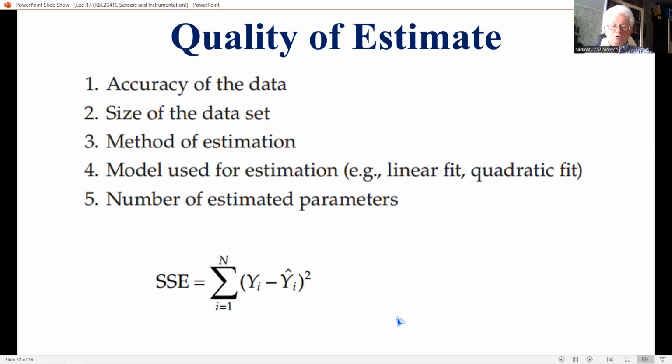The quality or goodness of an estimate depends on many factors, such as these five: accuracy of the data, size of the data set, method of estimation, model used for estimation, and number of estimated parameters. Some useful error statistics that indicate the goodness of a least square error fit are defined next. Remember SSE: this is the sum of the squares of error at each data point, with respect to the corresponding point of the best fit.